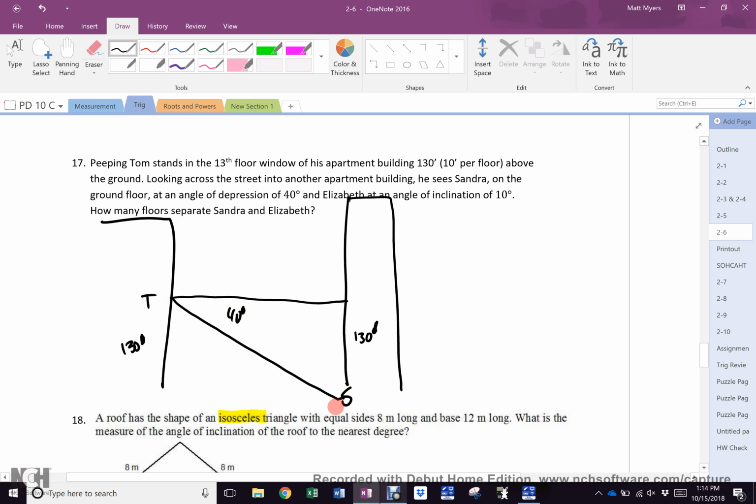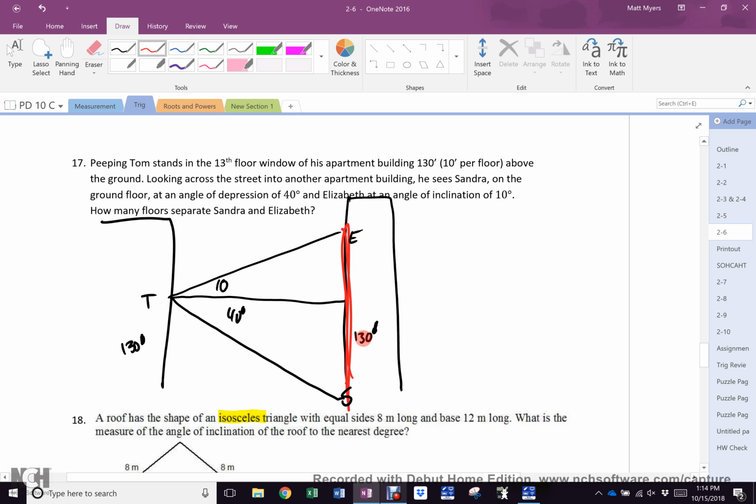Sandra recognizes this guy's up there going, "Hey, baby," and gives him a rude gesture. Tom then realizes, I should stop staring at Sandra, but then notices Elizabeth on her balcony up there at 10.